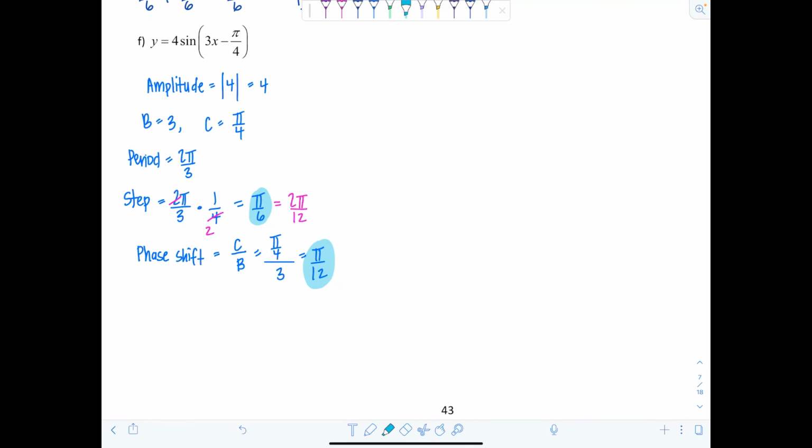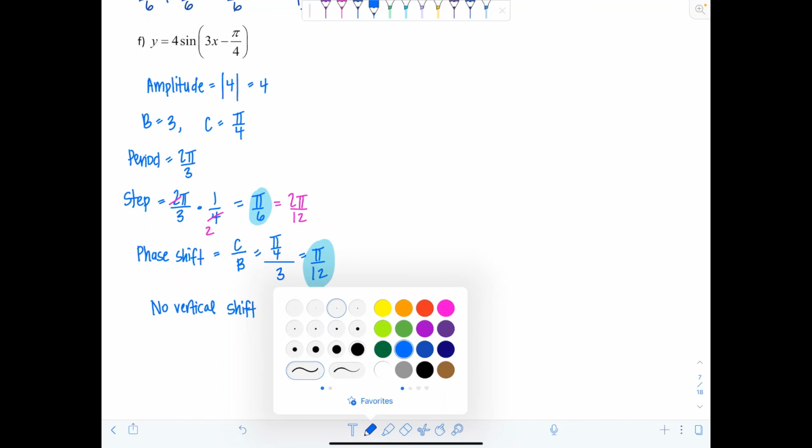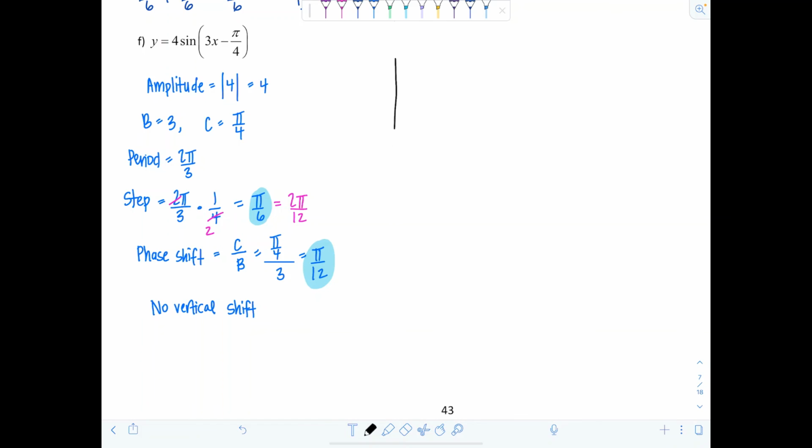Okay, anything else weird happening? There's no vertical shift, thank goodness. I think maybe that would be a bit much. Just since we're barely learning this, don't think it's never going to happen. And that's pretty much it. Okay, so let's start graphing. So no vertical shift. That'll keep things easy in the y-axis. And phase shift is pi over 12. That's positive. So we're going to shift over to the right.